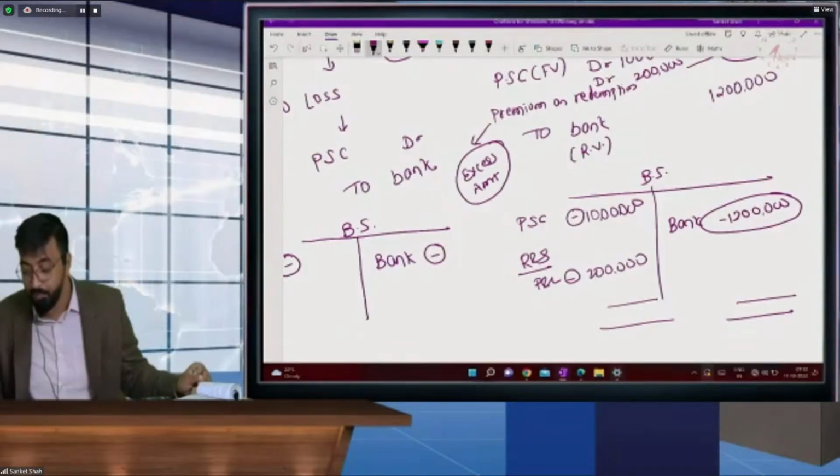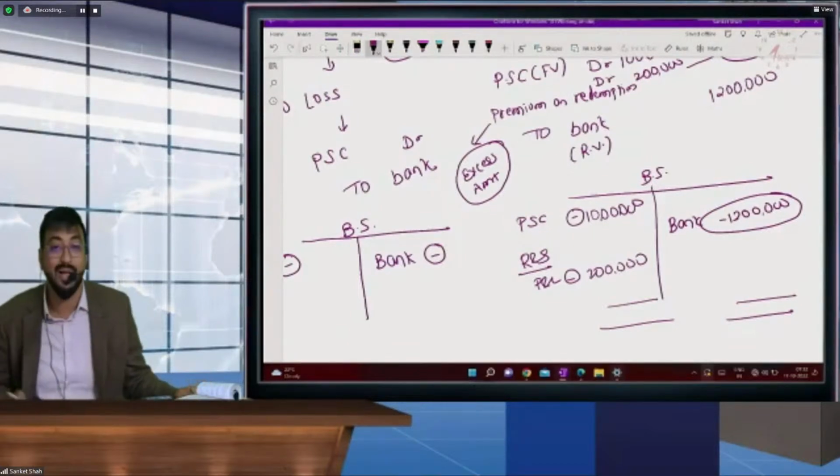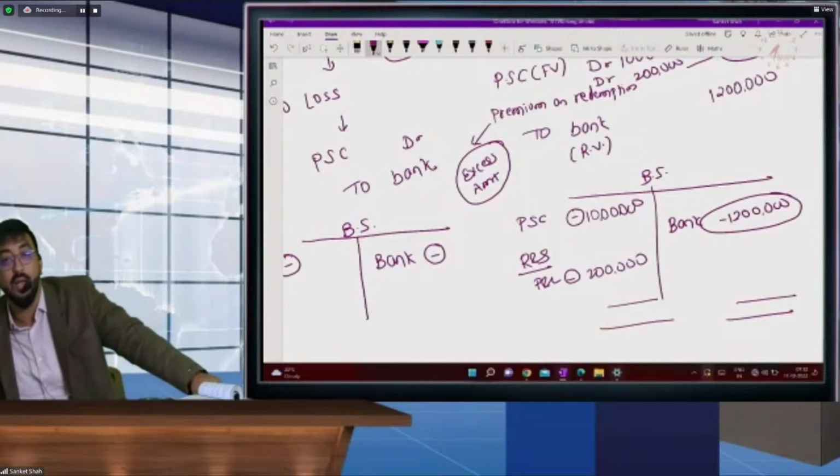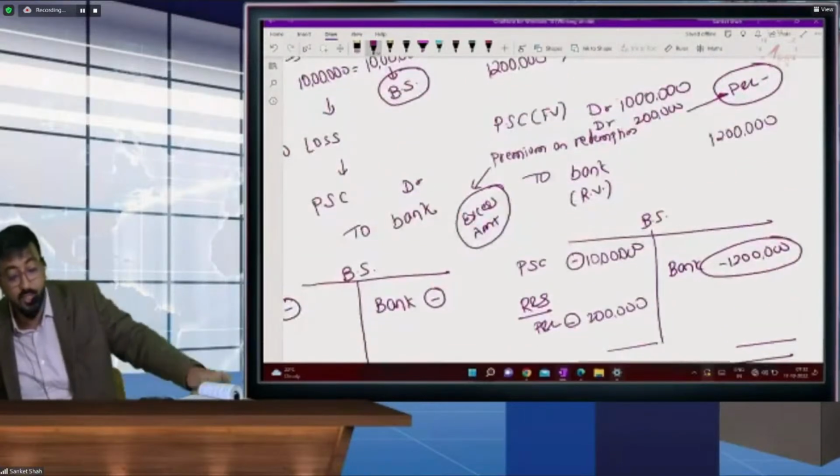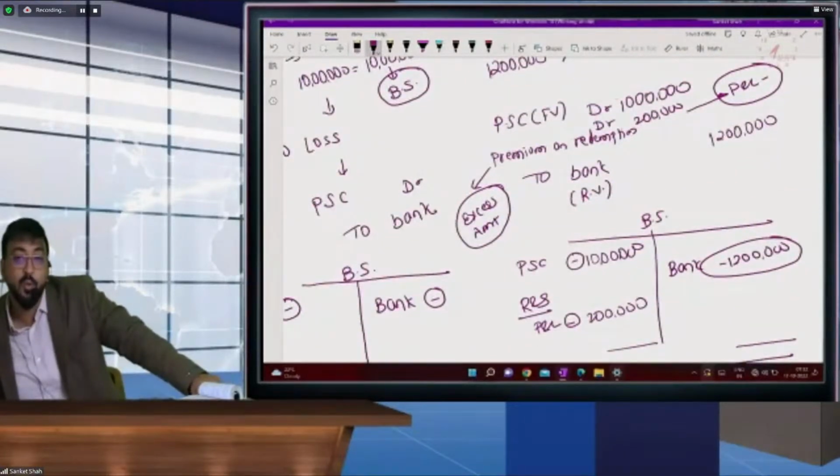Beta Abdul ji, we cannot pass the entry directly. Abdul is asking me, sir, why are we not passing the entry from preference share capital and P&L to bank? Beta, if you don't want to open premium on redemption and directly transfer it to the P&L account, then I will suggest you don't open an advertisement account, a salary account or a rent account. Directly, whenever you pay any expenditure, you can debit P&L account and credit bank account. Beta, it's not the correct way.